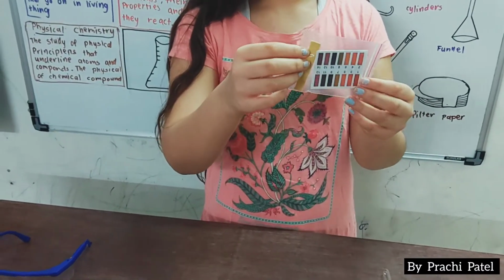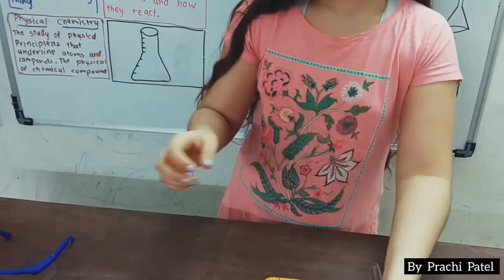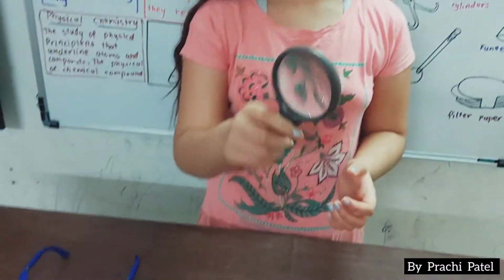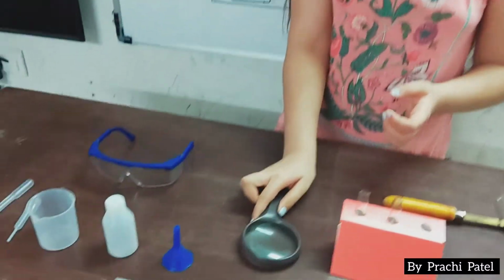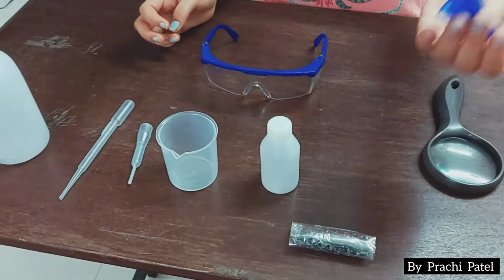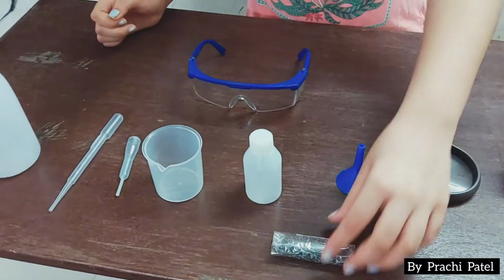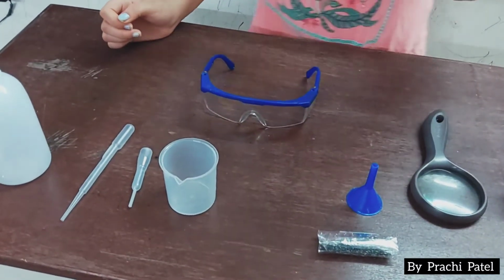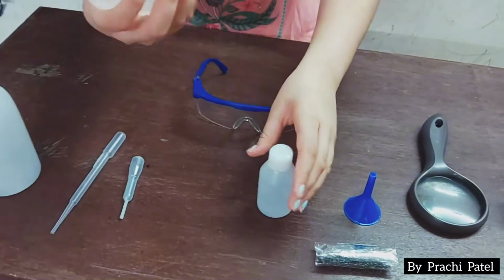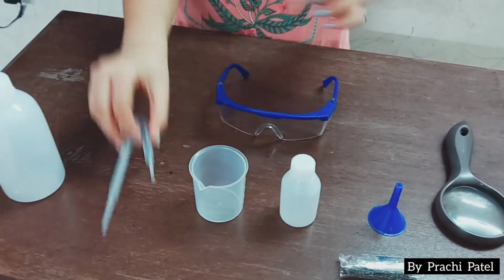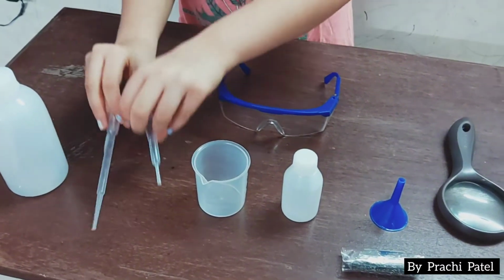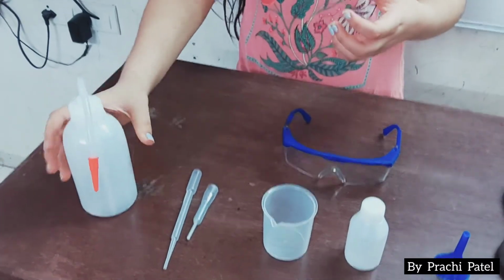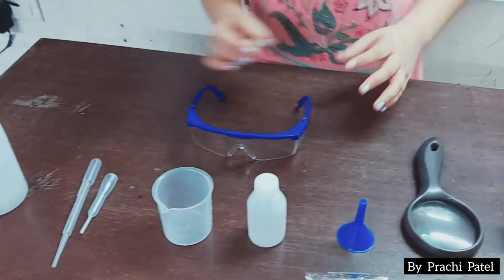Then we have pH scale strips. Then we have over here a magnifying glass, which we are all familiar with. Then we have a funnel, which I showed over here. Then we have wire gauze. The bottles used: this is the beaker. This is the dying tube. And this is one of the different bottles used in science.